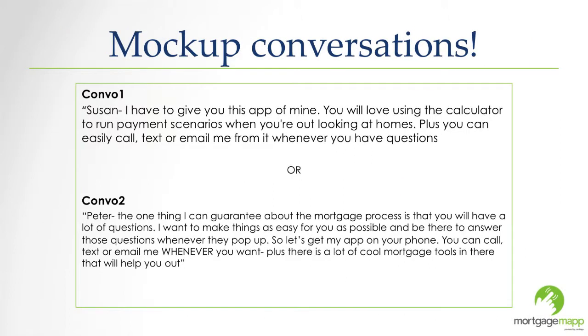It usually went something like, "Susan, I have to give you this app of mine. You will love using the calculator to run payment scenarios when you're out looking at homes. Plus, you can easily call, text, or email me from it whenever you have questions." Or, "Peter, the one thing I can guarantee about the mortgage process is that you will have a lot of questions. I want to make things as easy for you as possible and be there to answer those questions whenever they pop up."